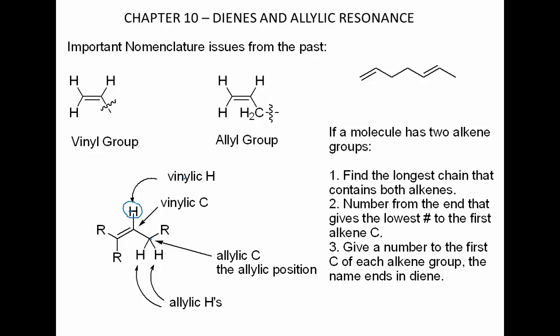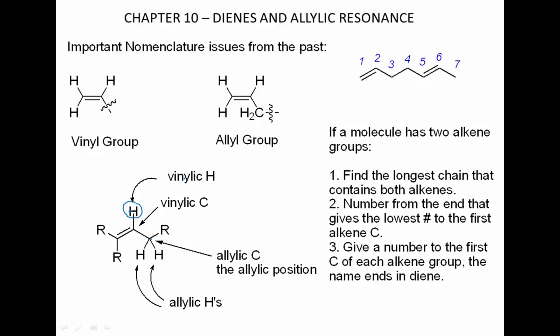A diene is named pretty much the same way we named alkenes. It's just that we have two alkene groups that we have to name now. We're going to number from the end that gives the lowest number to the first alkene carbon. And we're going to give a number to the first carbon of each alkene group. And the name is going to end in diene.